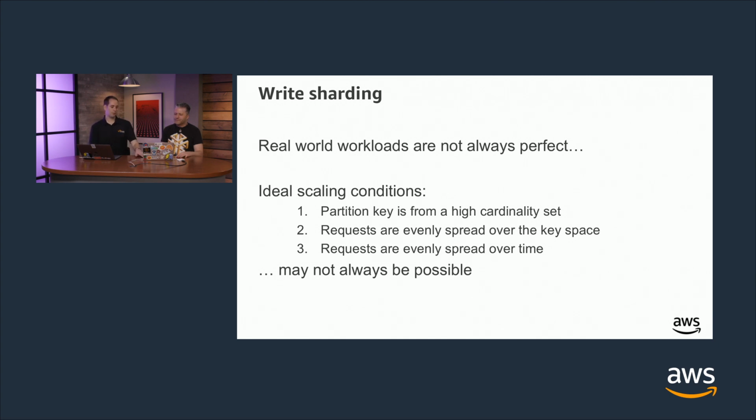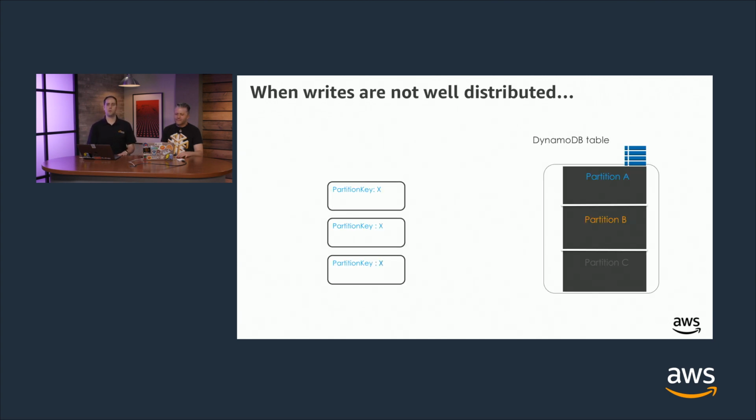So how do you take something that's kind of imbalanced and put it into DynamoDB? Well, we have this method called scatter gather. The idea behind scatter gather is we take something we know, which is a partition key that is known to us, and then we use that to figure out where the data is going to go. First, what happens when writes are not well distributed, to drive the point home?